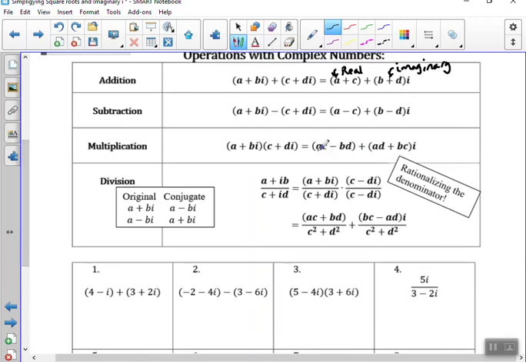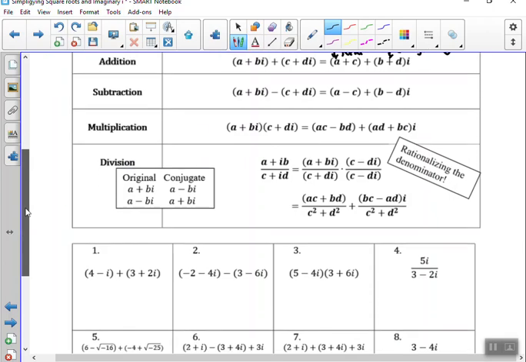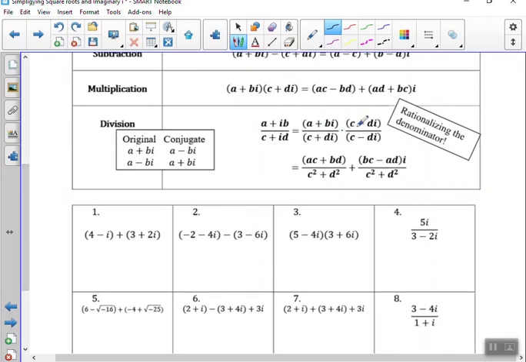Multiplication becomes a little bit more complicated, but you can use this formula here. And then division gets even more complicated, and this is the formula for division.